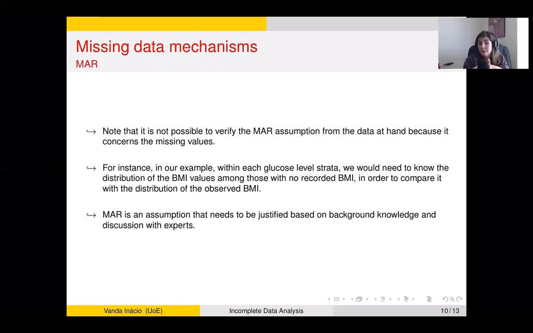And it's an assumption that needs to be justified based on background knowledge and also on discussions with those leading and planning the studies, because they might have an intuition for whether, after conditioning on certain variables, missingness will be at random or not. So we need to be in touch with those who have practical knowledge about the data set that we are analyzing.